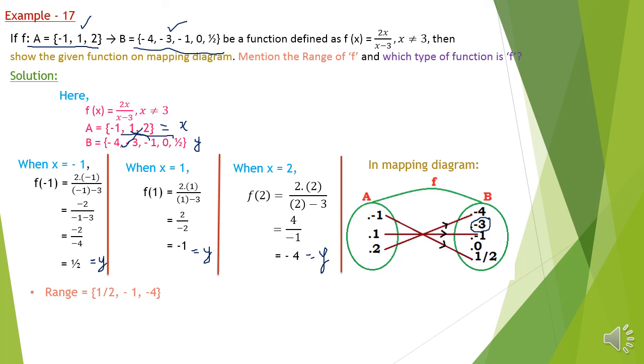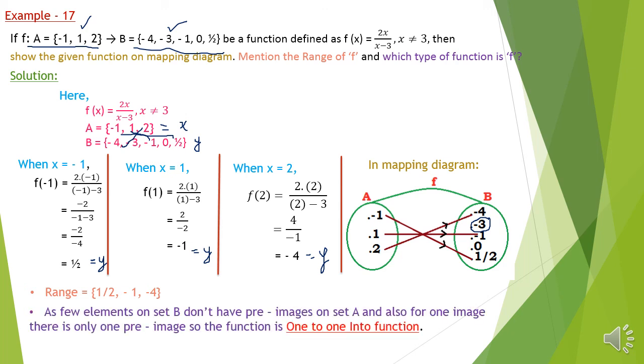Now which type of function is this? As minus 3 is unmapped, 0 is also unmapped, so it is an into function. As a few elements in set B do not have a pre-image in set A. Also, for one image there is only one pre-image. Yes, for one image there is only one pre-image. It is a one-to-one into function. You can write into function only, also it is correct. You can write a one-to-one function, also it is correct. You can write one-to-one into function, also it is correct.